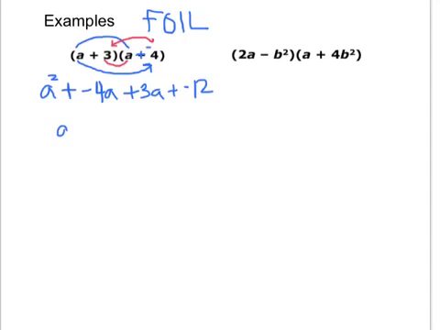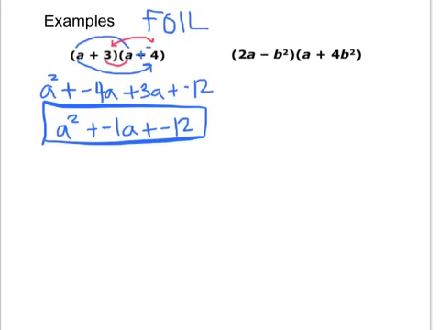Combining my like terms, I get a to the second power plus negative 4, no, not negative 4, I'm sorry, negative 1a plus negative 12. And that's it. And if I do that same method here, the only thing I have to worry about is my exponents and using my properties of exponents in order to do this. So the first thing I'm going to do on this next problem is add the opposite. So I do my first, outside, inside, last.